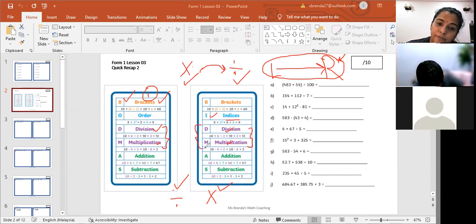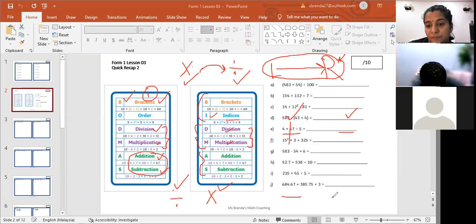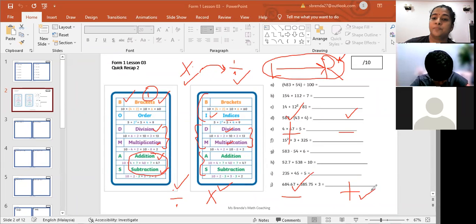I call this, for example, secondary school, primary school, university. Very important. So the last part that you need to do is the addition or the subtraction. Remember, they are on the same level, which means if you see an addition first, followed by a subtraction, do the addition followed by the subtraction. But if you see a subtraction first, followed by an addition, remember they are of the same level. So do the subtraction first and then the addition.